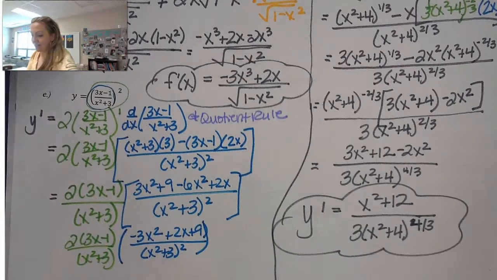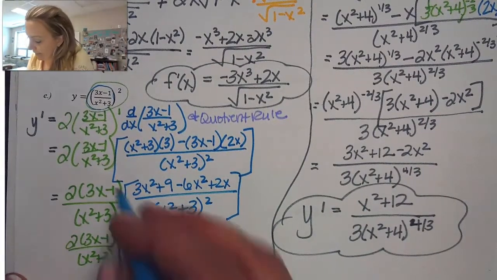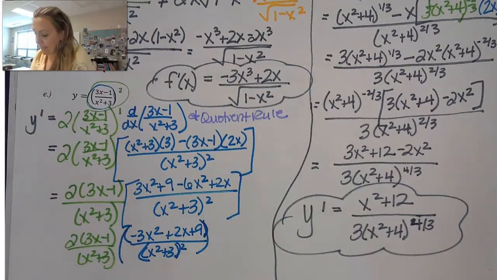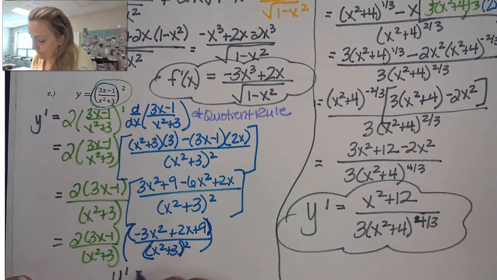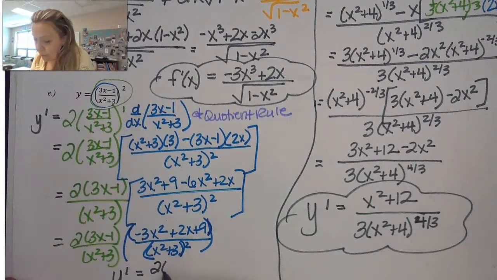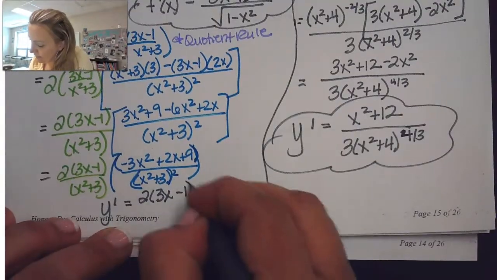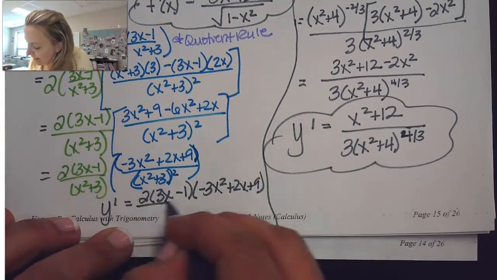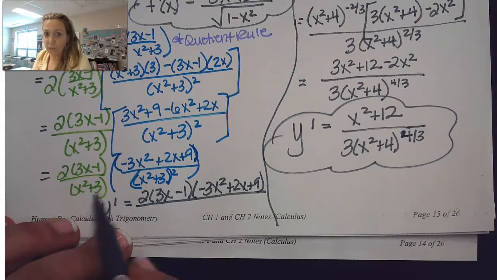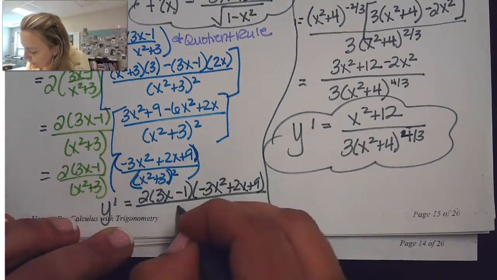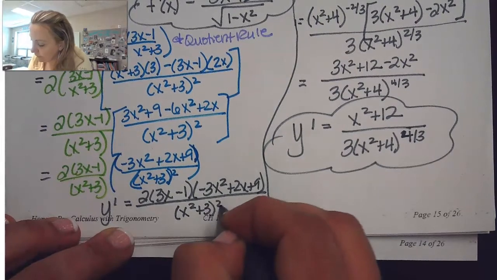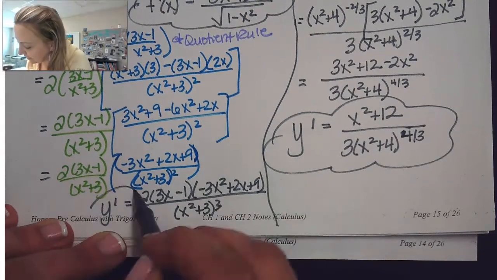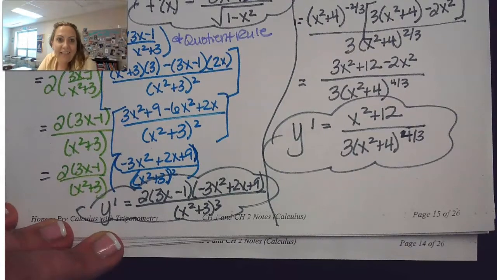And essentially now I just have a bunch of factors. So I could think about this as a factor, this down here as a factor, and I could just combine those together. So my y prime could be, my factors in the numerator are 2, 3x minus 1, and negative 3x squared plus 2x plus 9. And then my factors in the denominator are x squared plus 3 and x squared plus 3 quantity squared. So what happens when we put those together? x squared plus 3 quantity cubed. Let me make sure I did everything right. Good, that matches. Okay. And there you go.